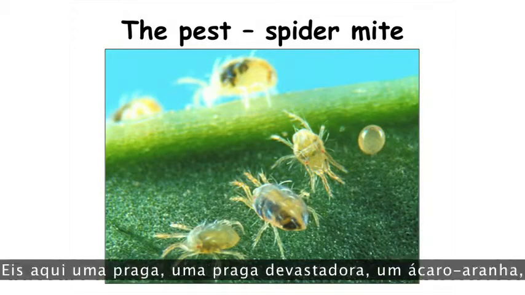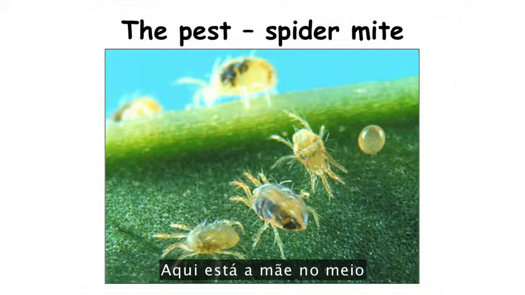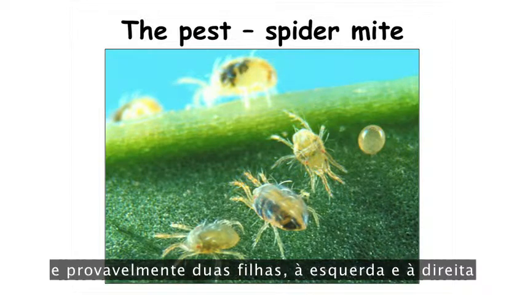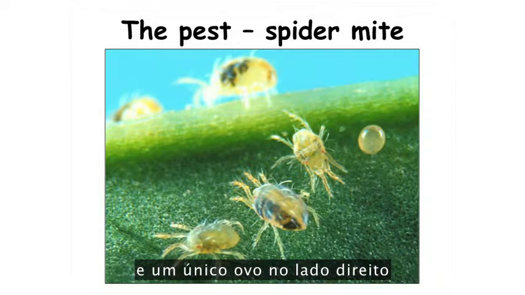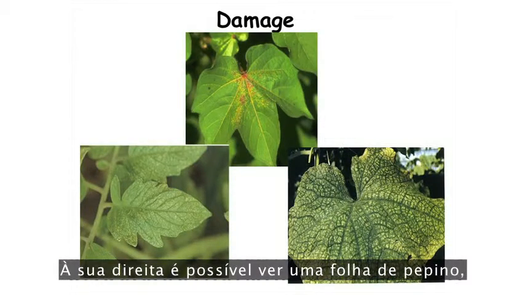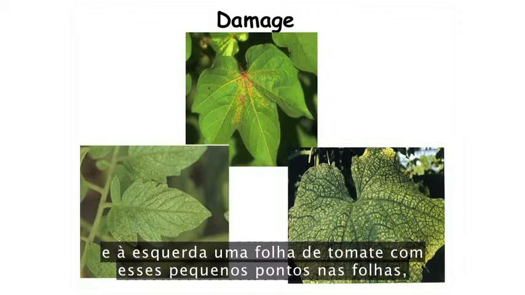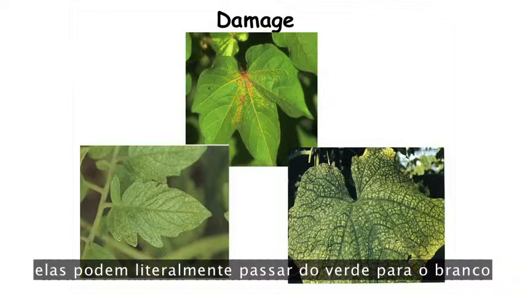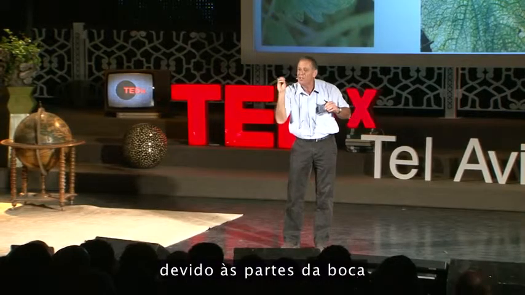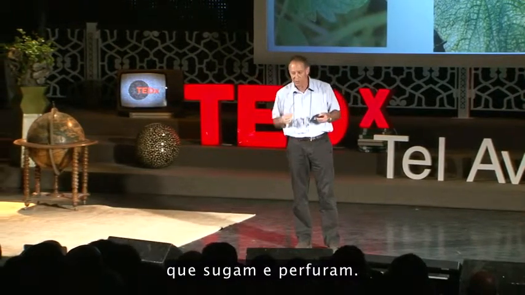Let's have a look at that. Here is a pest, a devastating pest, a spider mite, because it has a lot of webbing, like a spider. You see the mother in between, and 2 daughters probably on the left and right, and a single egg on the right-hand side. And then you see what kind of damage it can inflict. On your right-hand side, you can see a cucumber leaf, and in the middle, a cotton leaf, and on the left, a tomato leaf with these little stipplings. They can literally turn from green to white because of the sucking, piercing mouth parts of those spiders.